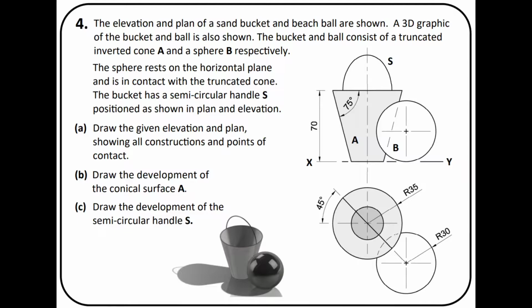The bucket and ball consist of a truncated inverted cone A and a sphere B respectively. The sphere rests on the horizontal plane and is in contact with the truncated cone. The bucket has a semicircular handle S positioned as shown in plan and elevation.